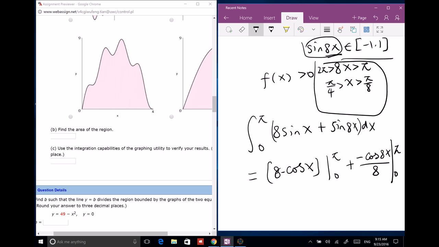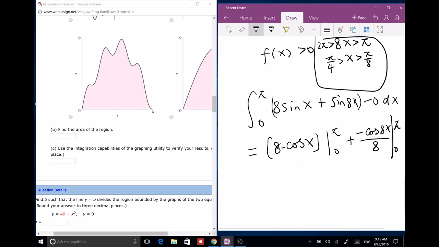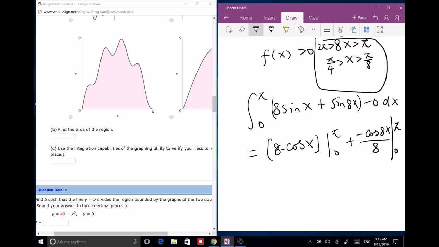Okay, even that's 8 sine x plus sine 8x, I forgot to subtract 0, but even if you subtract 0, it's the same thing. Okay, it's f(x) minus g(x). But now we know g(x) is the x-axis, which is 0. So you don't really have to put a 0 here. You can put a minus 0 here, but it doesn't really change anything. It's just nothing there. Okay, so you just plug it in. It's a pretty simple question.